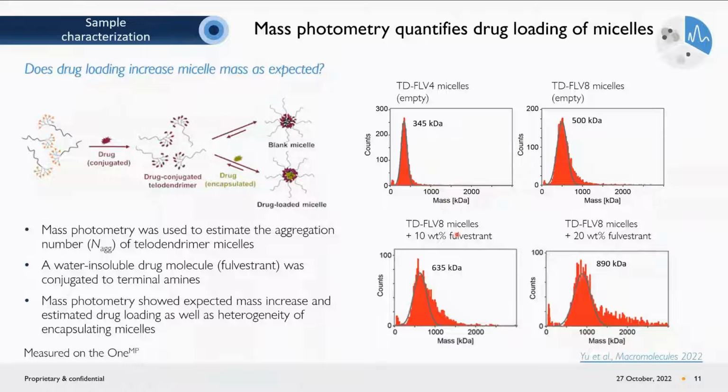They then loaded the micelles with fulvestrant, which is the drug, at different ratios: a 10% weight ratio and a 20% weight ratio on the FLV8 up here. We now see that the mass peak is shifting towards higher weights, and it shifts more the more fulvestrant is inside the solution. So this shows that the encapsulation is successful.